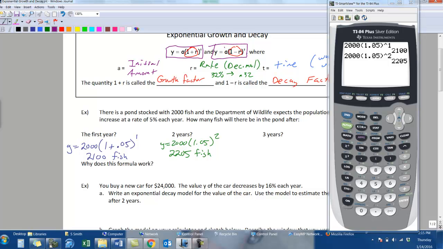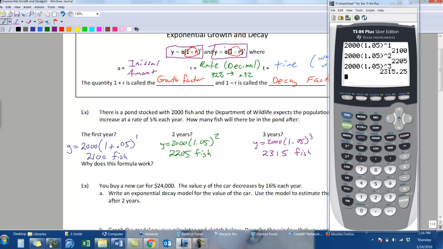3 years is going to be y is equal to 2,000 times 1.05 raised to the third power. So second enter, change that to a 3. There it is, 2,315. Now, because we're talking about fish, I don't want to be chopping up fish. That's gross. So we're going to round it down to the nearest fish, 2,315 fish. So after 3 years, there's that many fish.